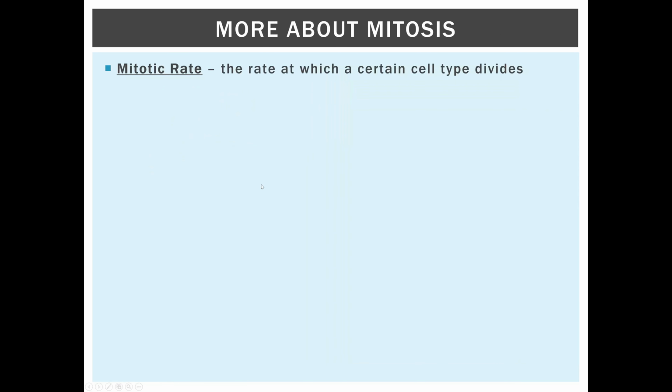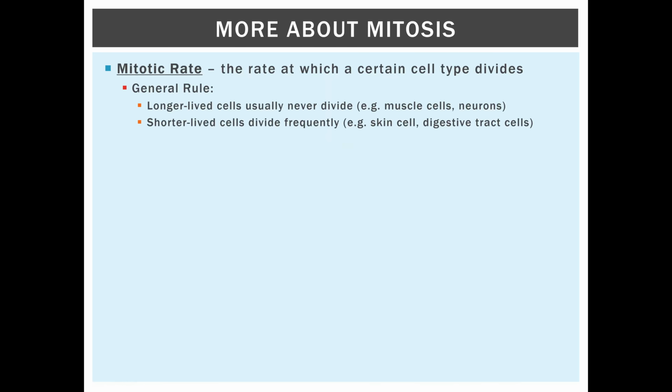So a little bit more about mitosis. Mitotic rate is the rate at which certain cell types divide. As a general rule, longer-lived cells usually never divide, and again, two examples of these are muscle cells and neurons. And shorter-lived cells divide frequently, and two examples of these are your skin cells and your digestive tract cells.